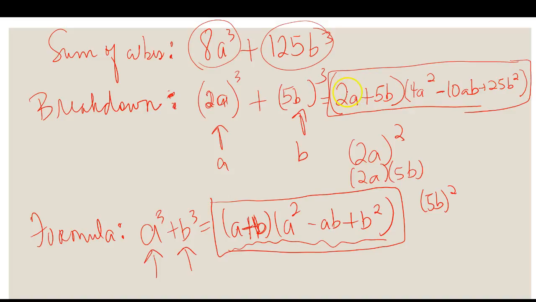You could check that by multiplying all of that out to see if you get 8a cubed plus 125b cubed once you add all your like terms together.